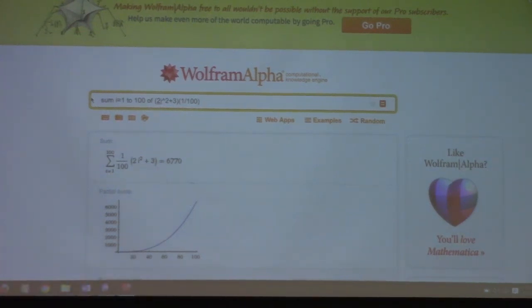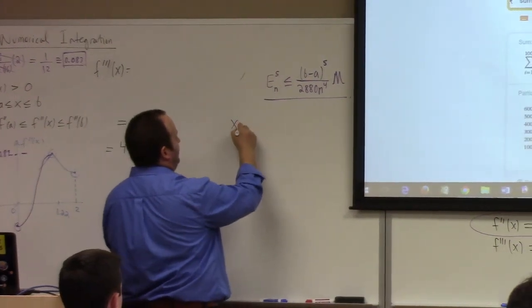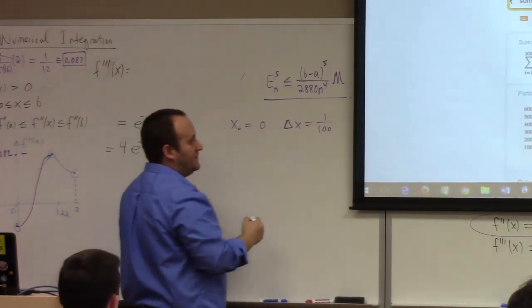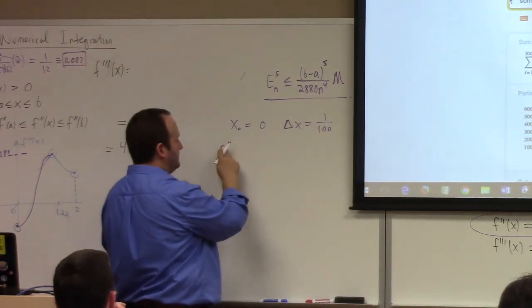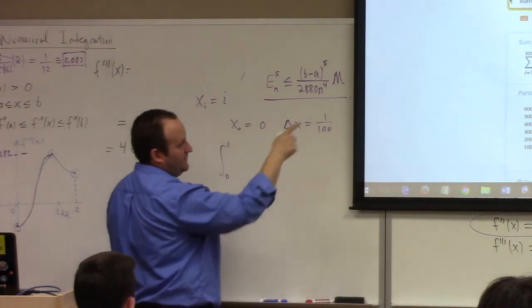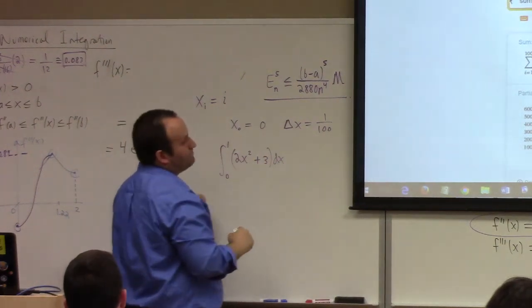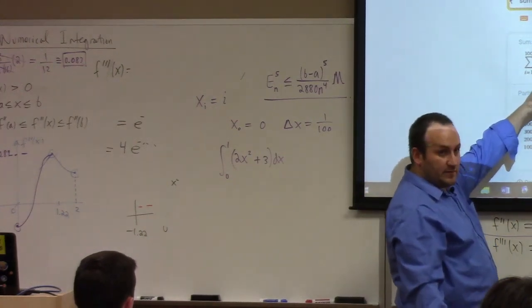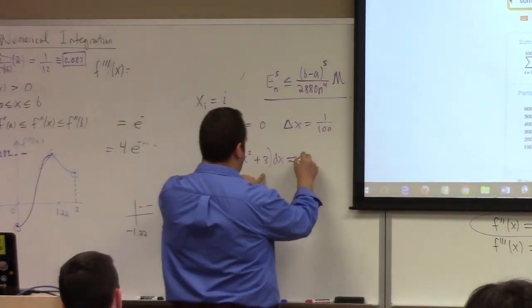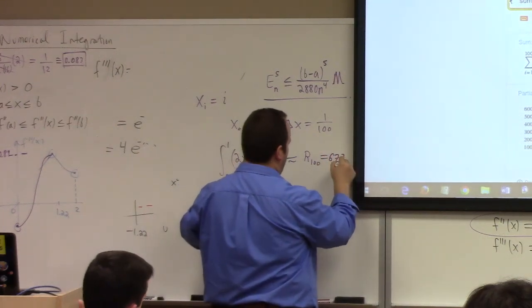All right. What would that be, by the way, just for kicks? So if you look at x naught equal to 0, right? And if we look at delta x equal to 1 over 100, right? So I'm thinking of maybe the integral from 0 to 1, right? So my x sub i in this thing I'm thinking of here is actually equal to i. So what that summation is, 2x squared plus 3 dx. This is R100 for this integral. And so we get, what do we get? 6,770. What's the actual answer?